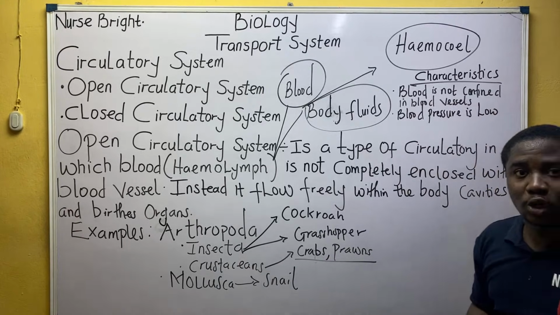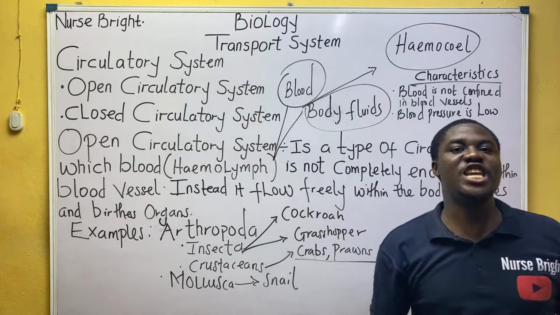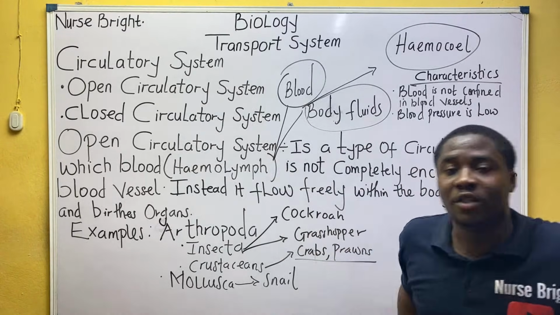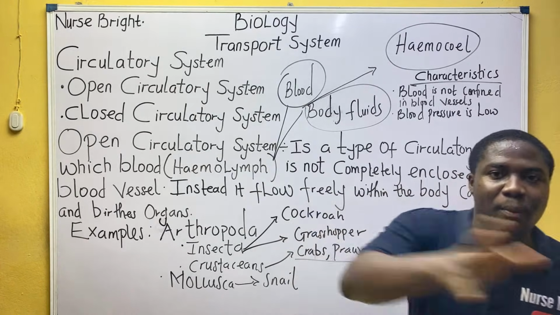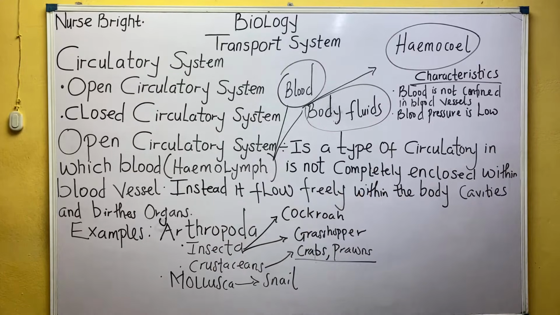Yeah, blood pressure. If the blood is moving in a tube, it will be faster. The blood pressure will be faster because there's a lot of competition. But now it's just everywhere, so the blood just flows small. That's why I said that blood pressure is low.